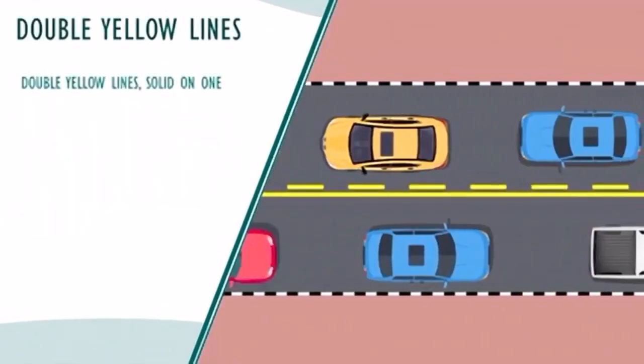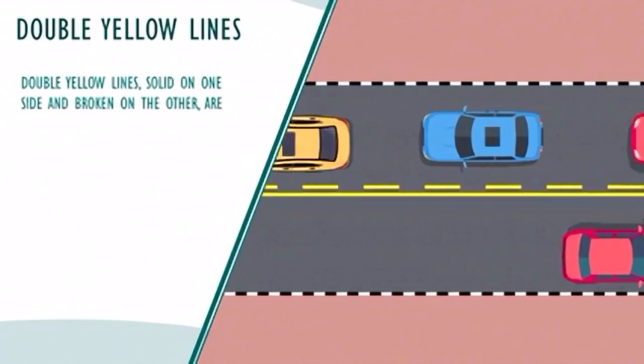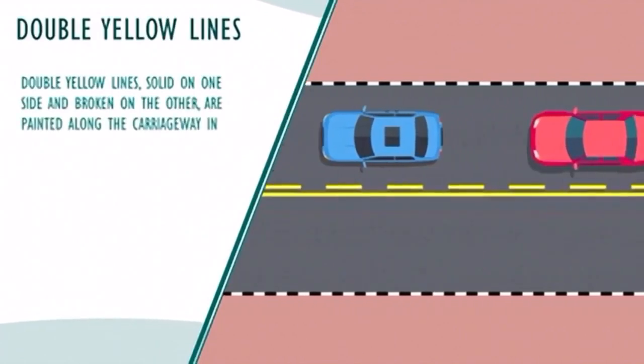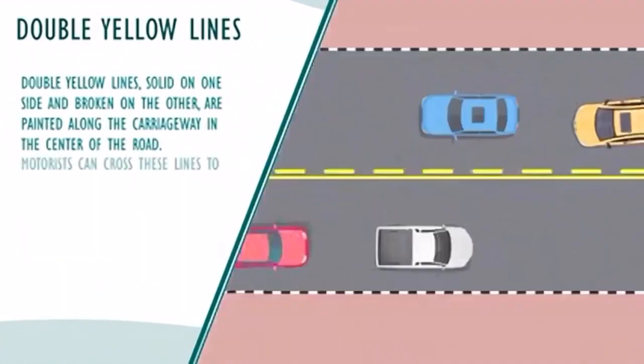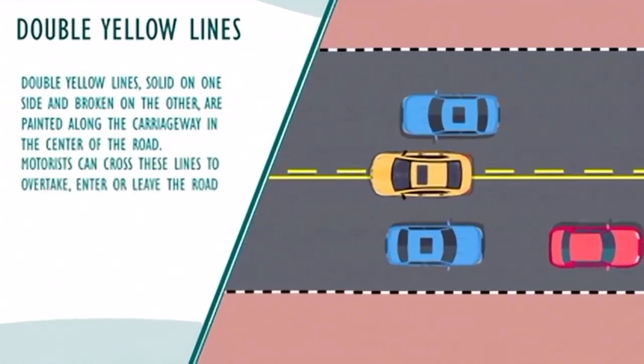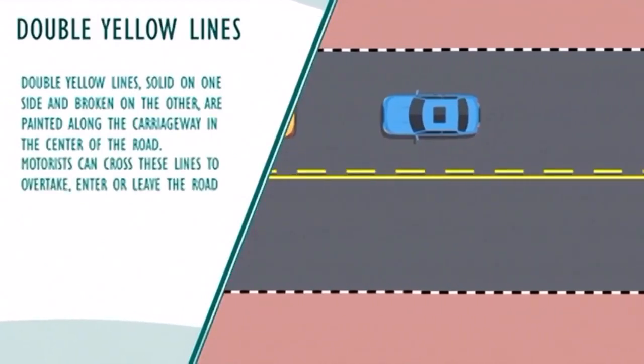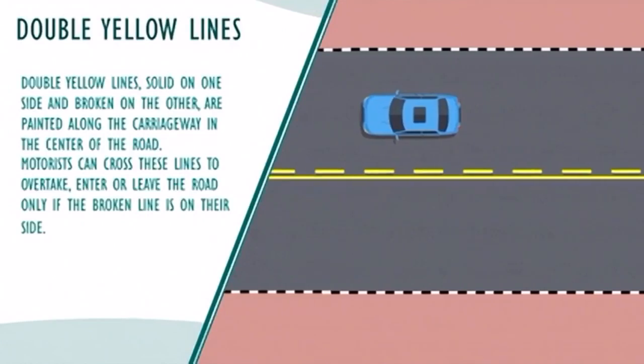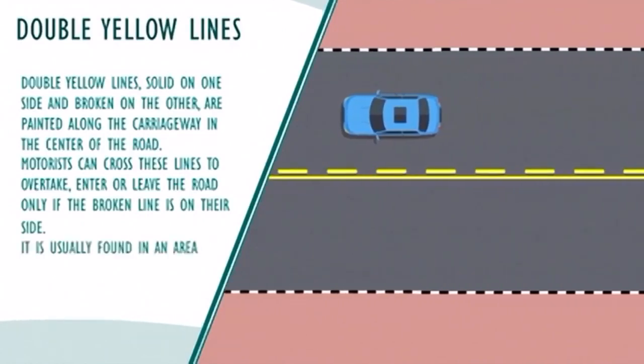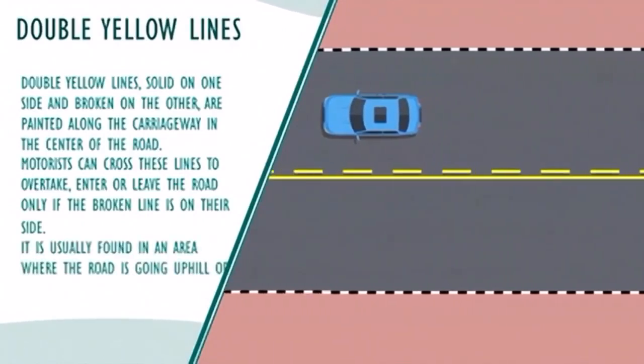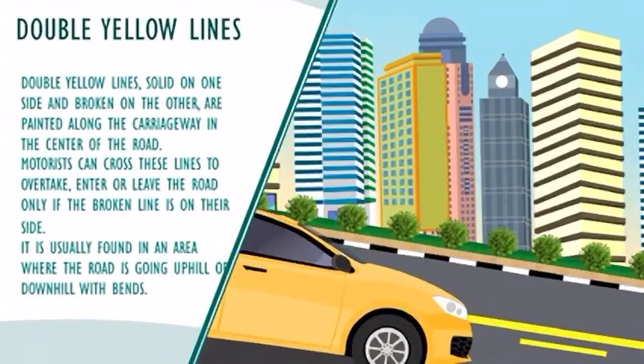Double yellow lines, solid on one side and broken on the other, are painted along the carriageway in the center of the road. Motorists can cross these lines to overtake, enter, or leave the road only if the broken line is on their side. It is usually found in an area where the road is going uphill or downhill with bends.